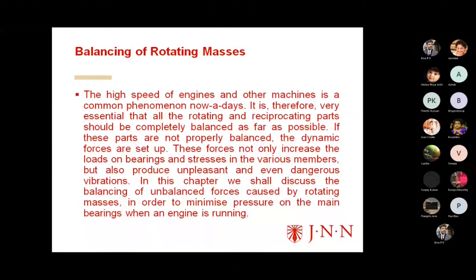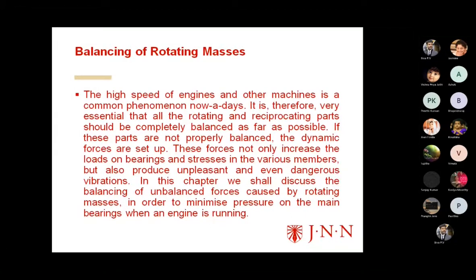So this is called balancing of the rotating masses. The high speed of the engine and other machines is a common phenomenon nowadays. It is therefore very essential that all the rotating and reciprocating parts should be completely balanced as far as possible.